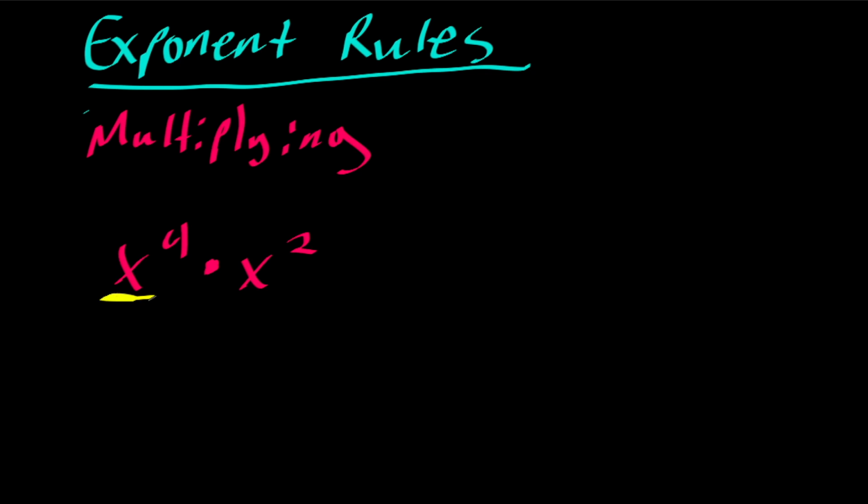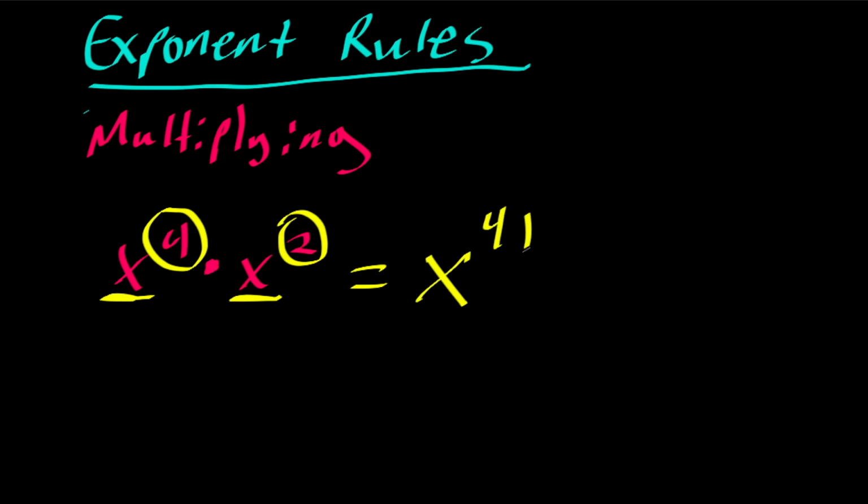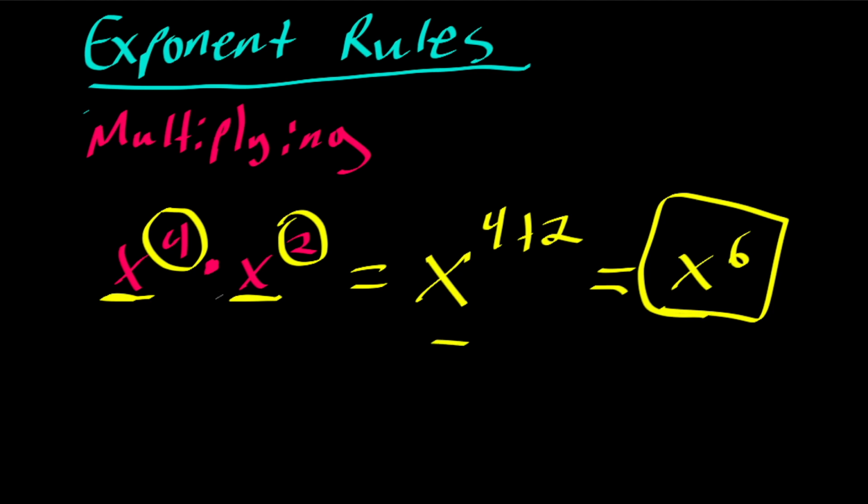When we multiply two terms, if we have variables, the first thing we do is multiply the coefficients. But if they're both just 1, then 1 times 1 is obviously just 1. Now, when we multiply the variables, as long as the variables are the same, which they are here, they're both x's, we're going to add their exponents. So x to the fourth times x squared is x to the 4 plus 2, which is 6. So x to the fourth times x squared is x to the sixth.